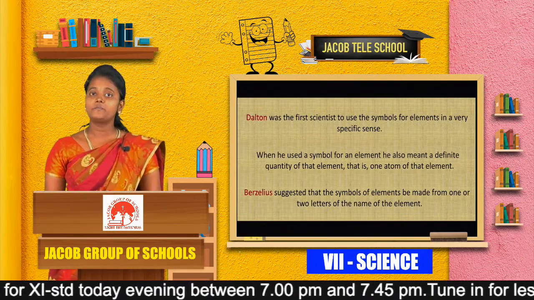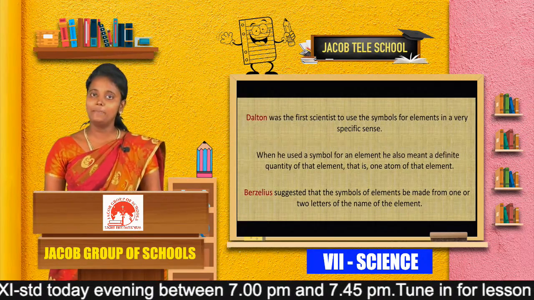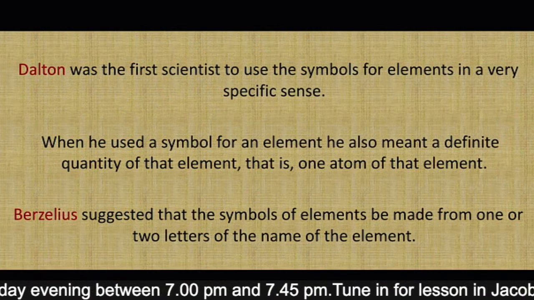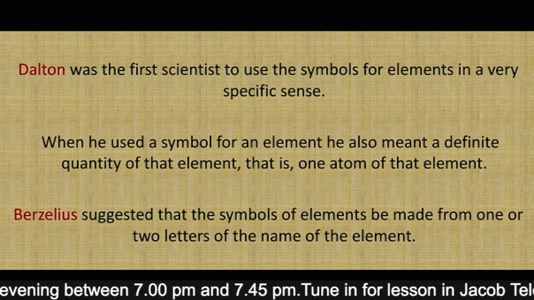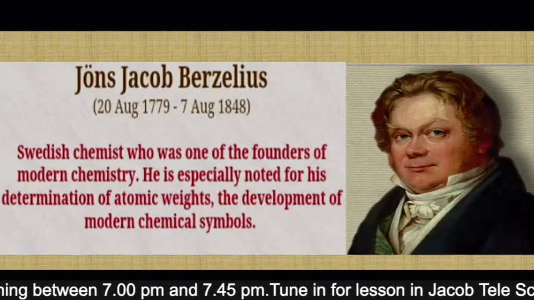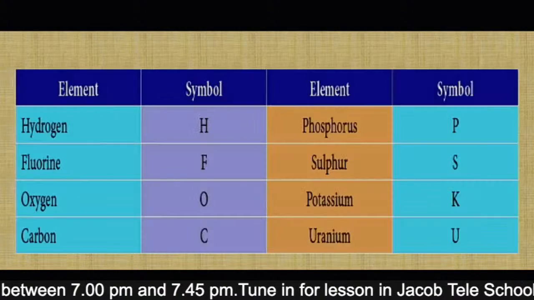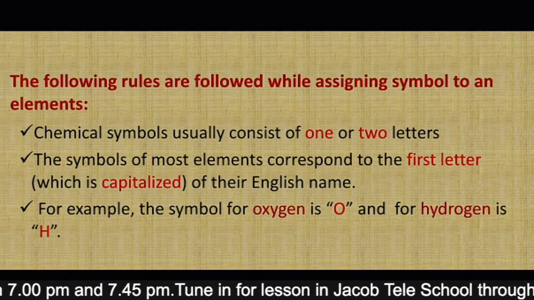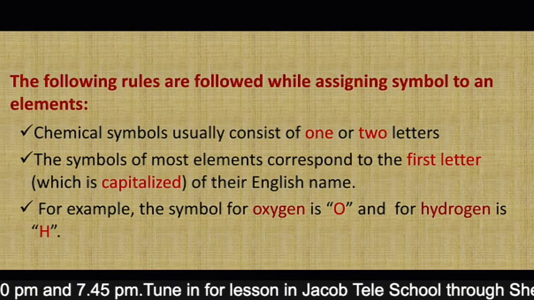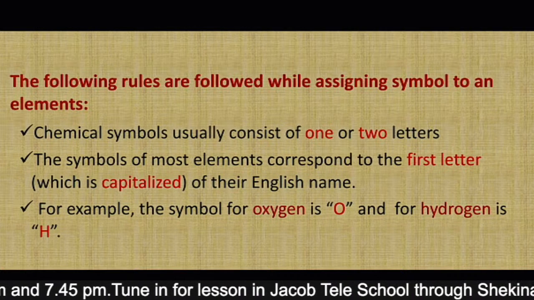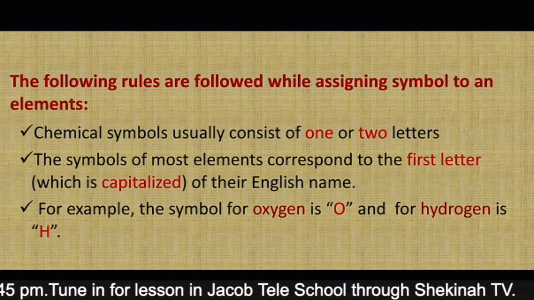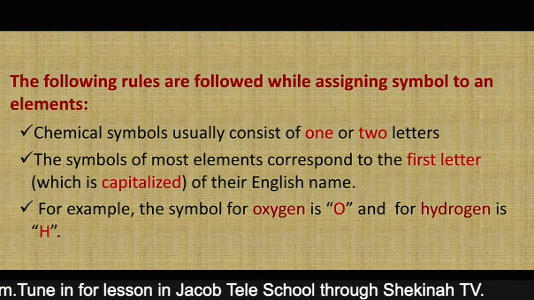But Dalton used symbols, okay, and Berzelius used one letter and two letters. See the picture. The following rules are followed while assigning symbols to an element. These all are the rules, okay. Chemical symbols usually consist of one or two letters, okay.